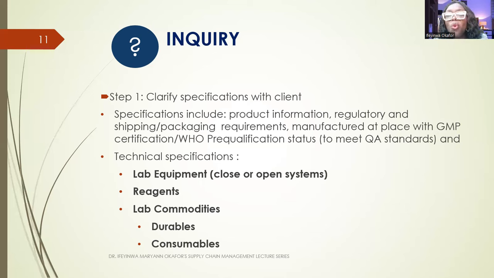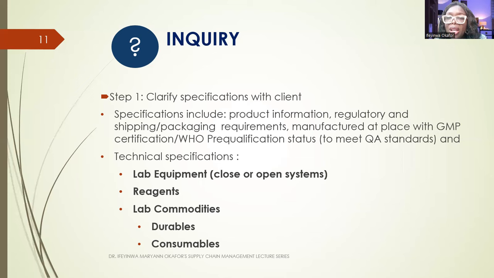At the inquiry stage, what you need to do is, one, clarify specification with the client. The clients, the vendors you want to consider. You need to clarify the specification of the product that you want to acquire with them. Do they have good manufacturing practice? They need to include the product information, the regulatory and the shipping and packaging requirements of their product. And also, you have to make sure that their product meets quality assurance standards.